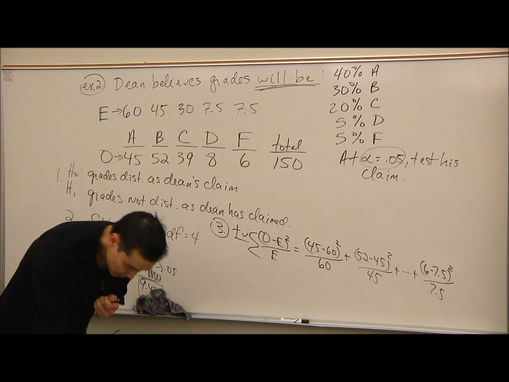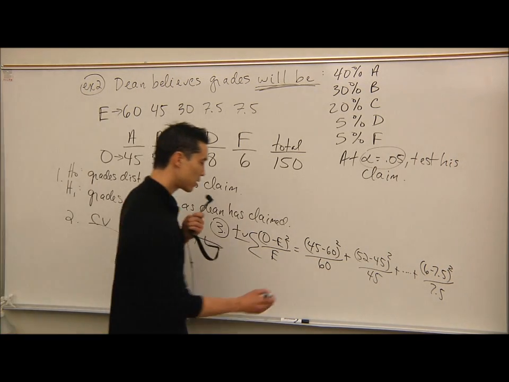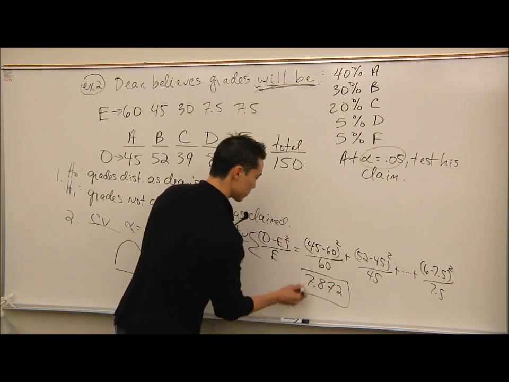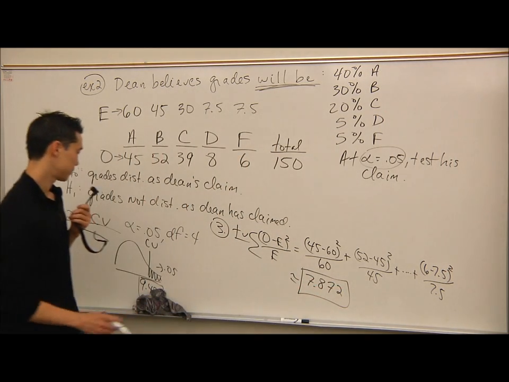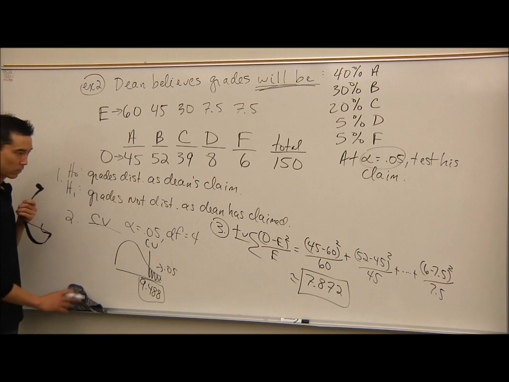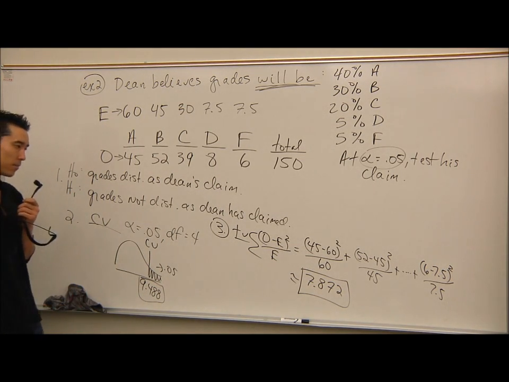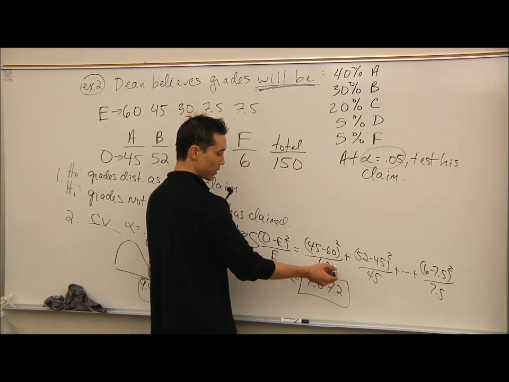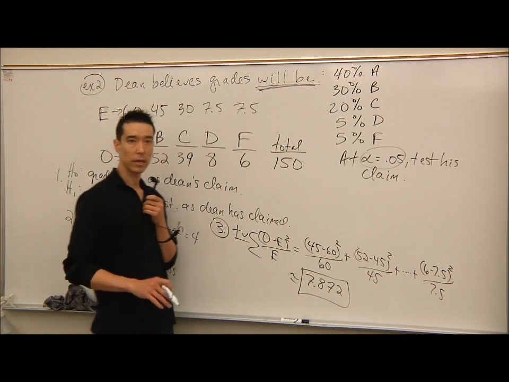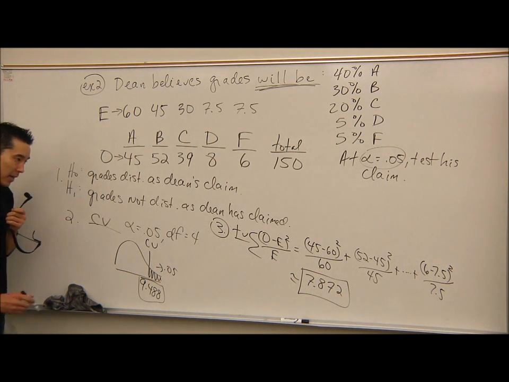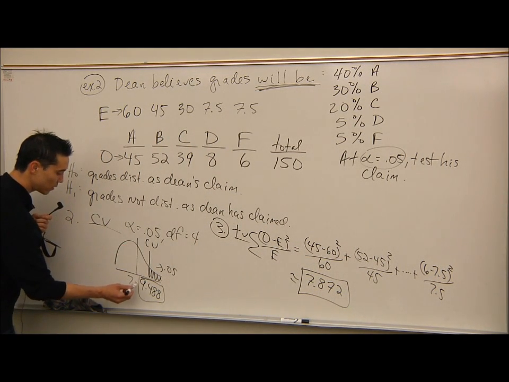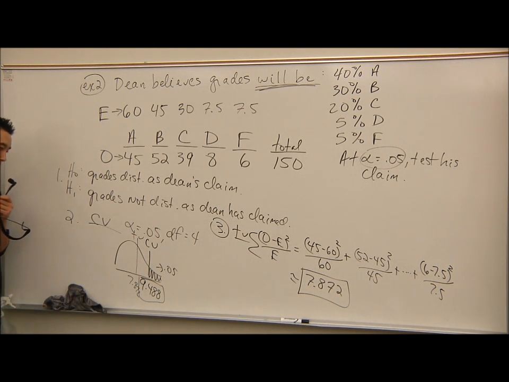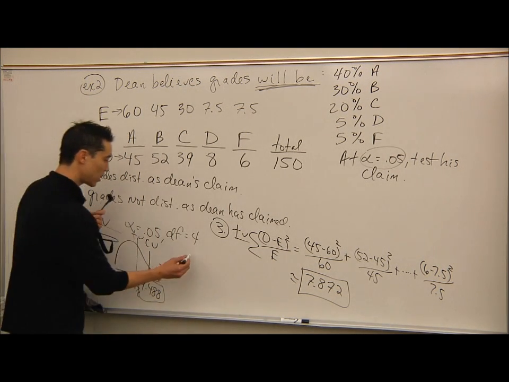Okay, about 7.872. Is that what you guys got? Approximately 7.872. So just be really careful. I'm actually typing it in just this way. Parentheses 45 minus 60, parentheses squared, divide by 60, plus parentheses, on and on and on. And I got 7.872, which again, not quite big enough to be in my right-tailed area. So step 4, do not reject H0.